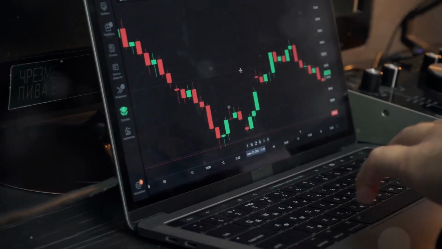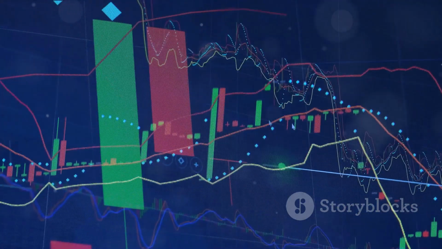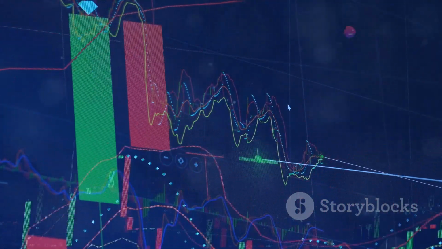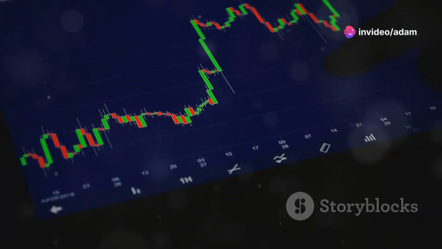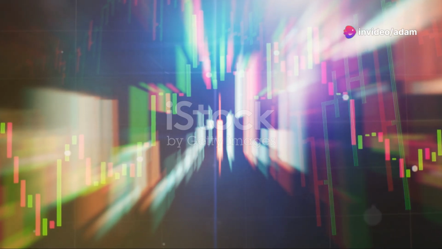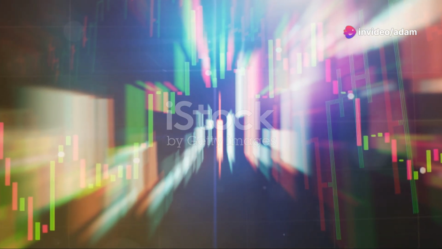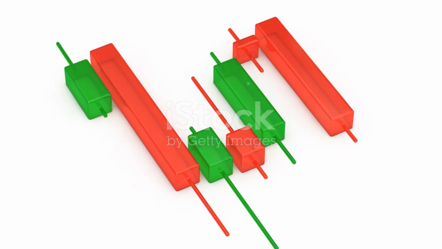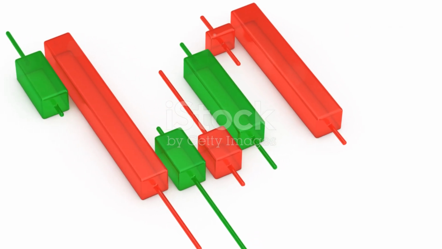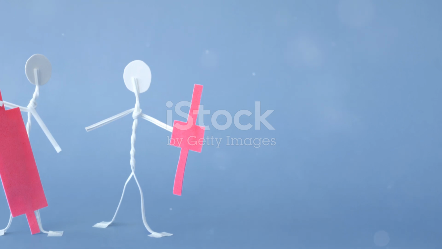Let's look at an example using candlestick charts. Here we have a stock chart of ABC Corp. Notice the candlesticks representing the price movements. Each candlestick shows the opening, closing, high, and low prices for the day. A green candlestick indicates a bullish trend. A red candlestick indicates a bearish trend.